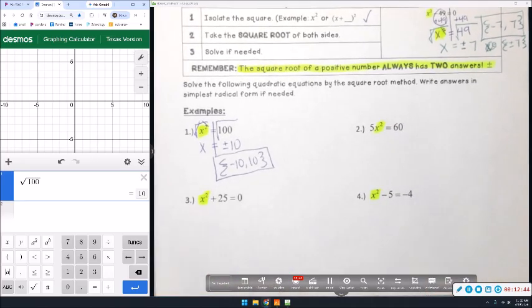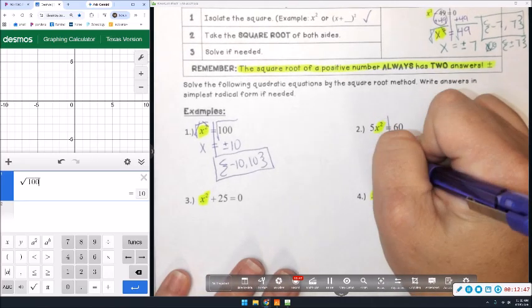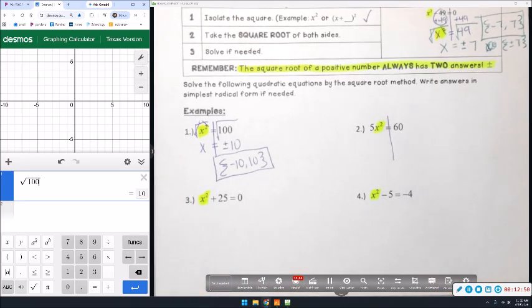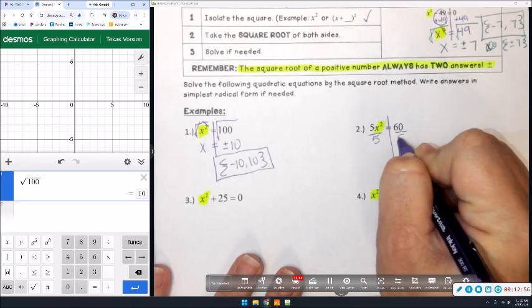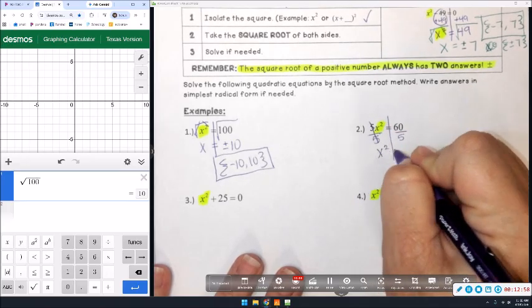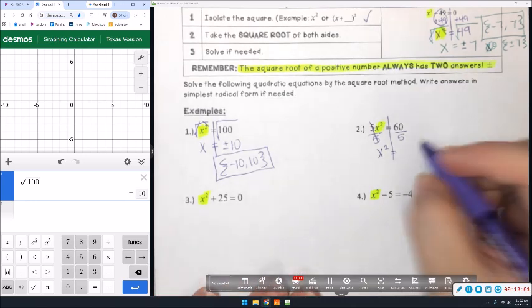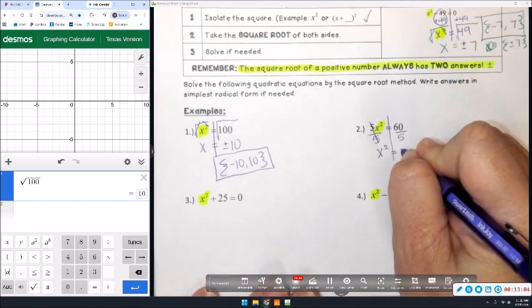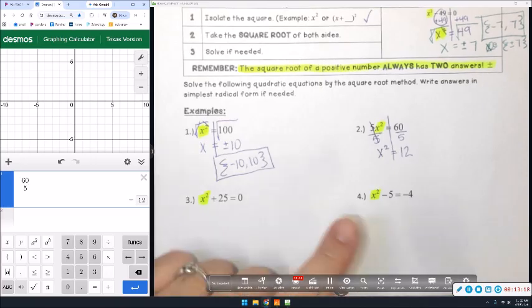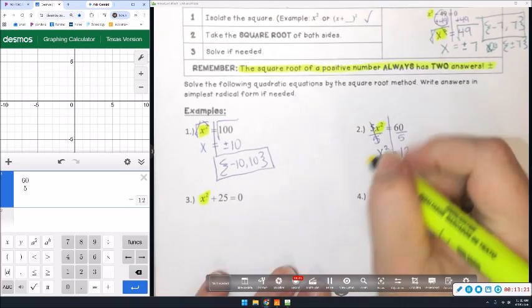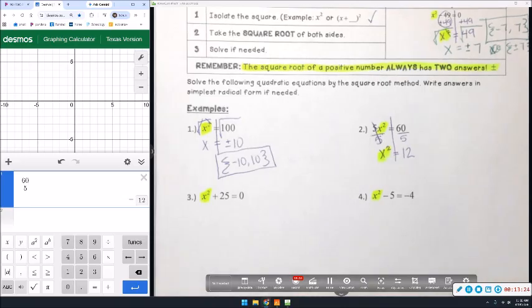Okay, look at number 2. Is my square isolated? No. What do I need to do to get it isolated? Divide by 5. There's no symbol here, which means multiply. The opposite of multiply is divide. Now I have x squared equals, what's 60 divided by 5? 12. 60 divided by 5 is 12. Okay, so now is my square isolated? Yes, so now I can take the square root of both sides.